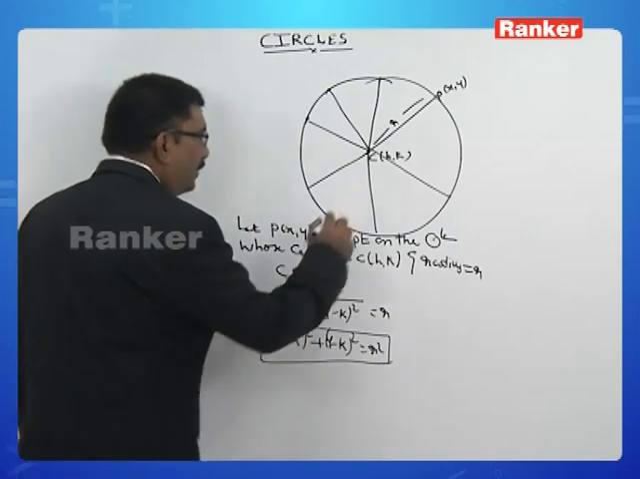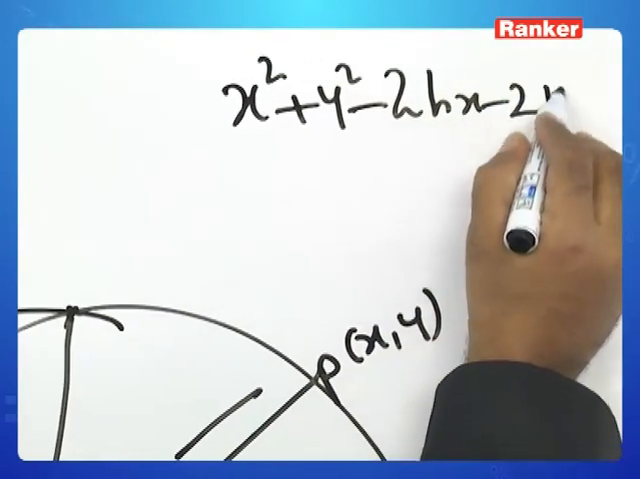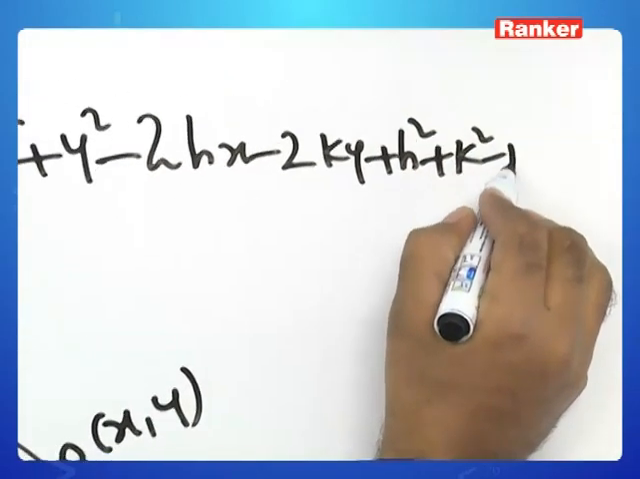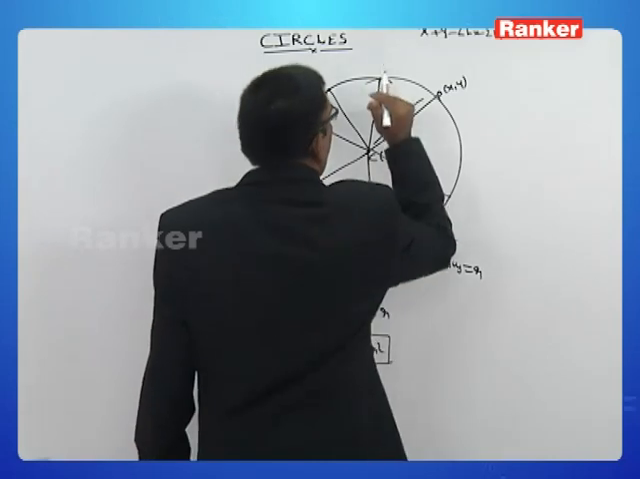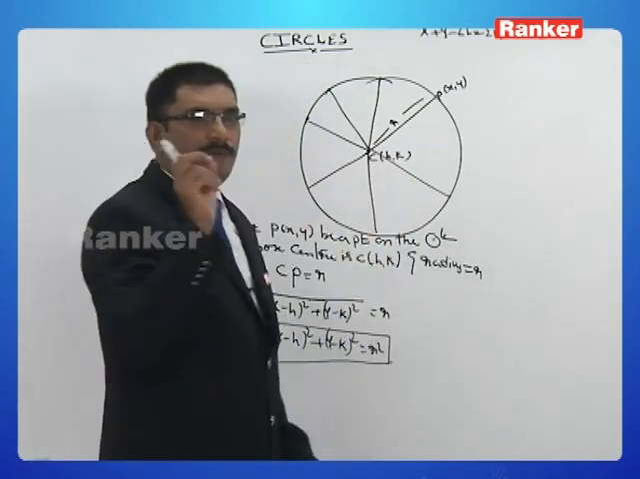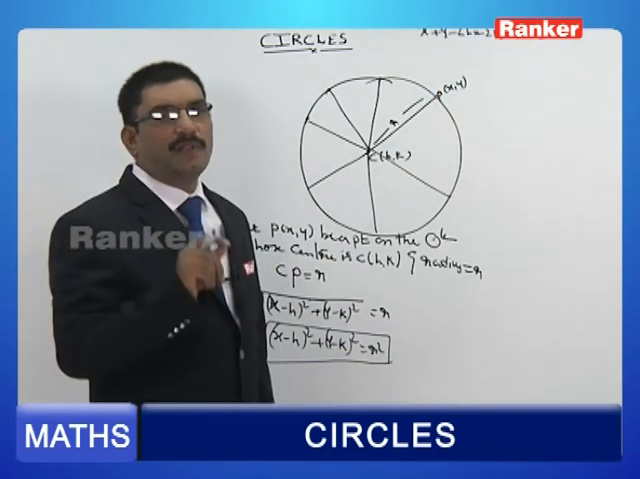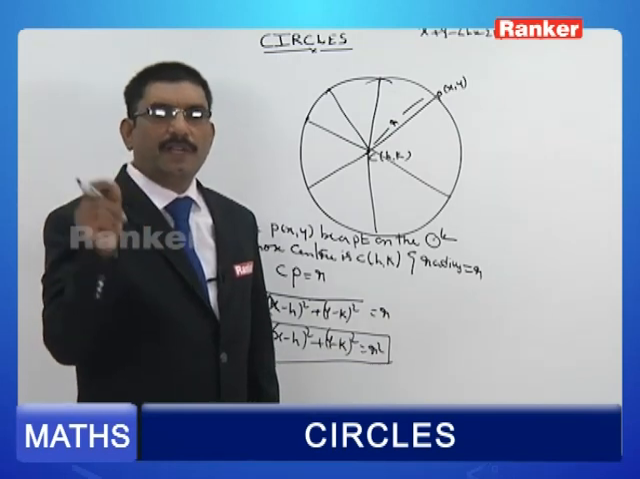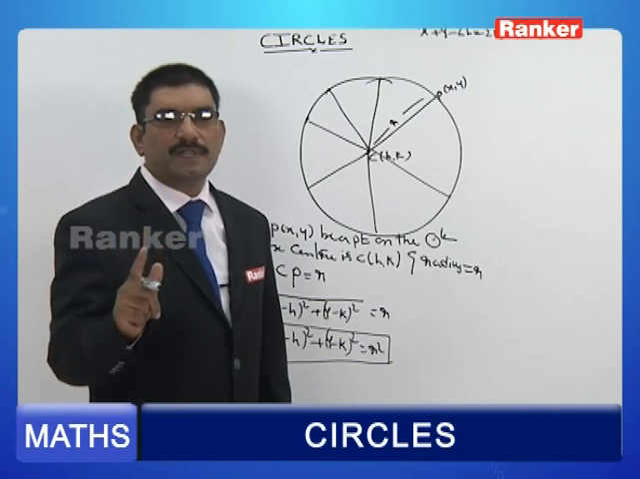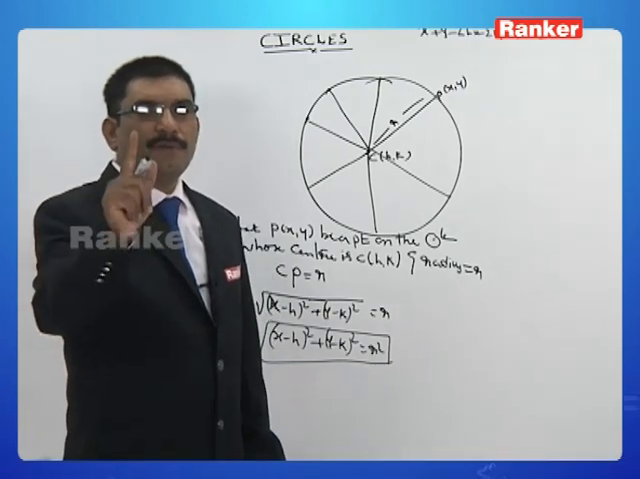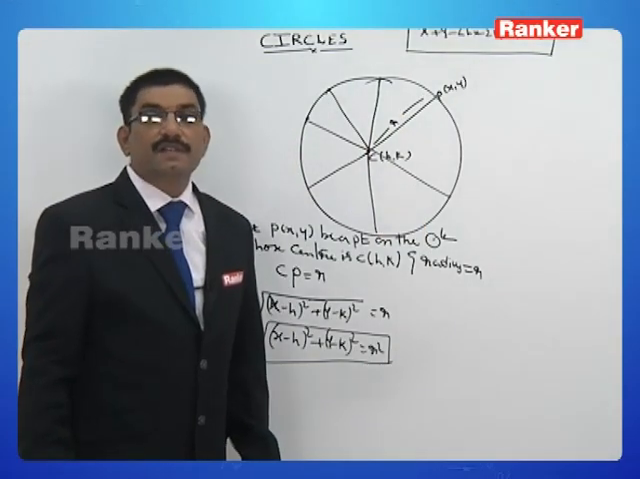If I expand, we are going to get x square plus y square minus 2hx minus 2ky plus h square plus k square minus r square is equal to 0. Certainly you can observe, it's a second degree equation in x and y. And one of the important observations is that the coefficient of x square and the coefficient of y square are equal. The first and foremost thing for any second degree equation to represent a circle is that the coefficient of x square must be equal to the coefficient of y square. So this also represents the equation of a circle having a center h comma k and radius r.